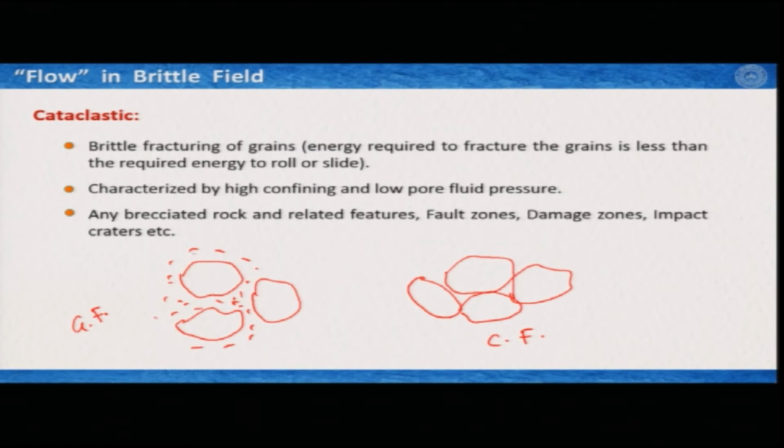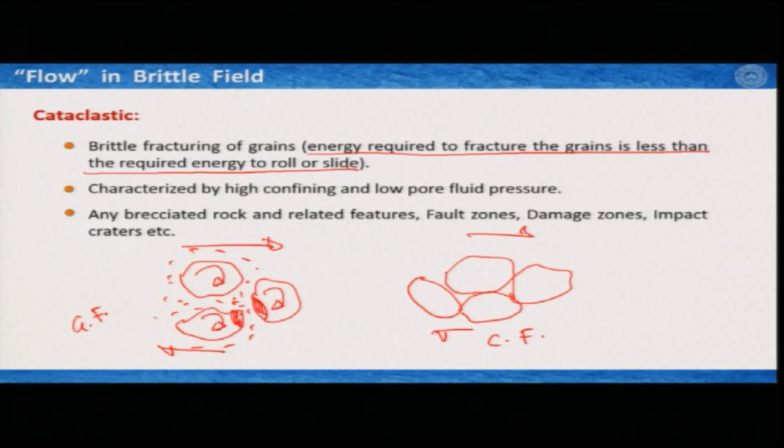Now, if there is deformation, say for example, a shearing is happening in this way in both cases. Here the grains find it easier to accommodate the deformation just by rolling, and while they roll they probably touch each other, they fracture, as we have seen in the previous slide. So, they can just fracture here and there and this is how the grain size reduces. But in this case this is exactly what is mentioned here: the energy required to fracture the grains is less than the required energy to roll or slide.